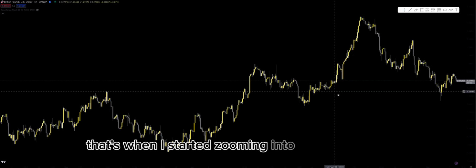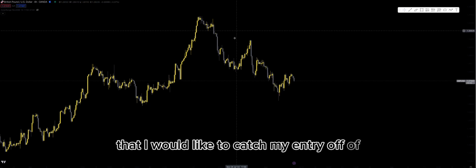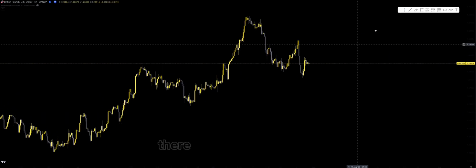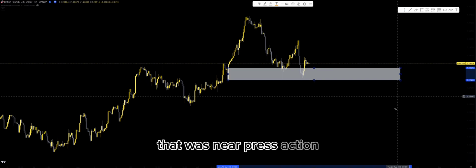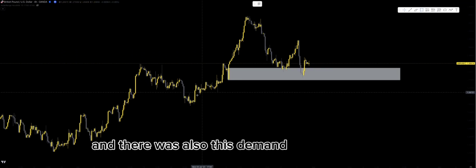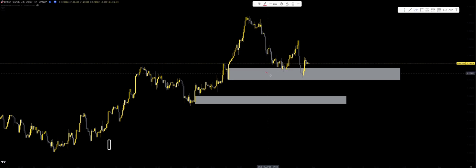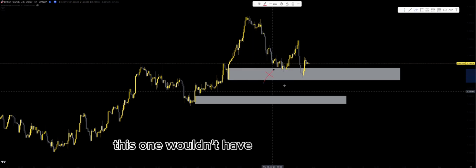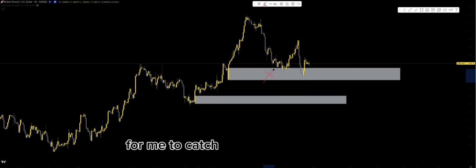That's when I started zooming into current price action and finding zones that I would like to catch my entry off of. Okay, so if I just backtest now, there were two zones. There was this demand zone that I liked that was near price action, and there was also this demand zone right here. Obviously you can see that this one failed. I did look for the confirmations that this one wouldn't have been a bad shout, but I did not meet the necessary confirmations for me to catch a long from this trade.